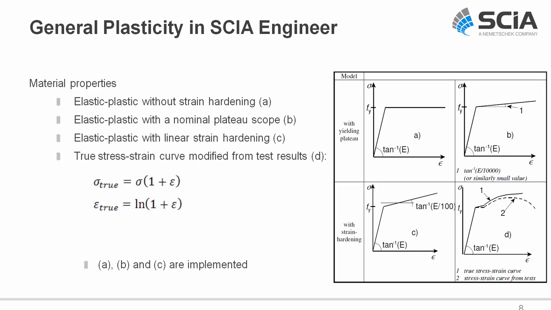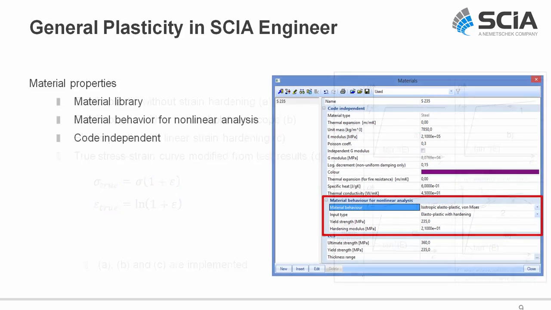In SCIA Engineer itself, diagram A, B, and actually also C are implemented. D is not implemented in these versions.